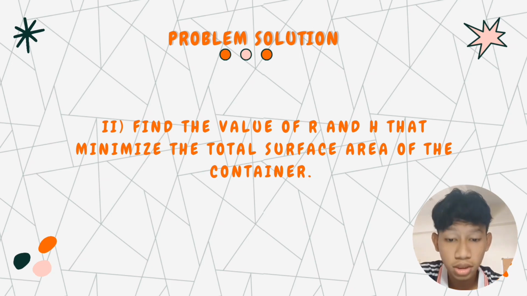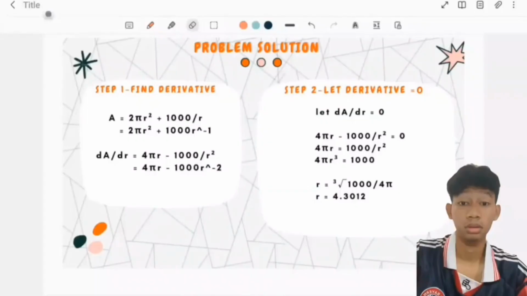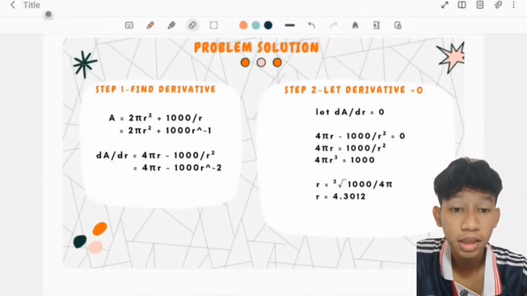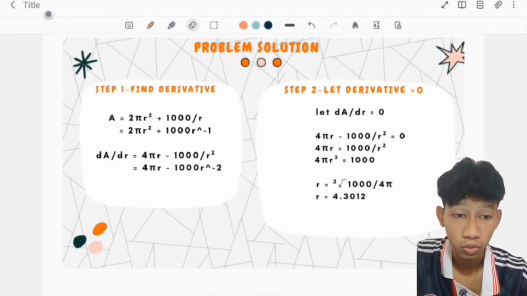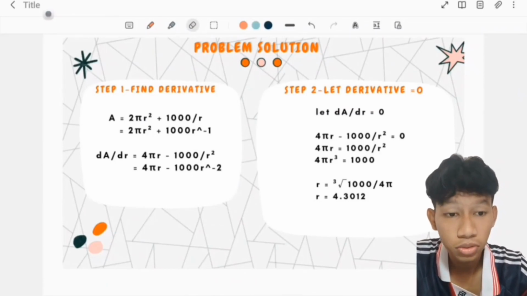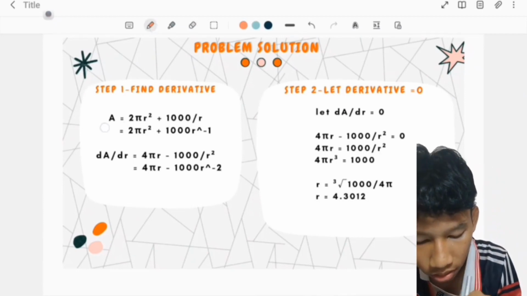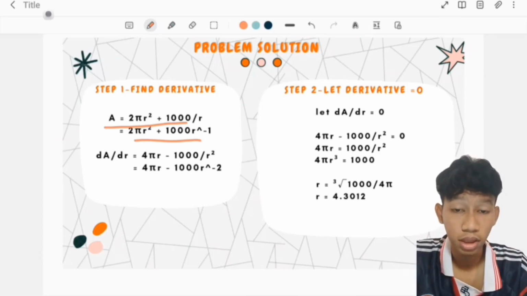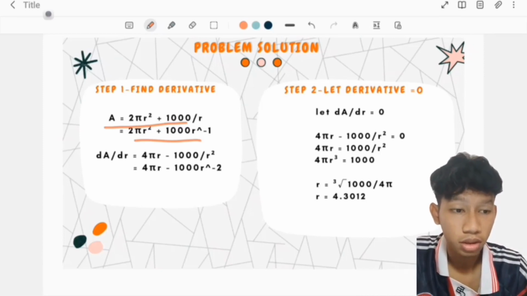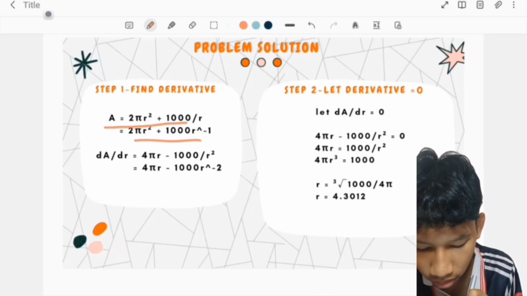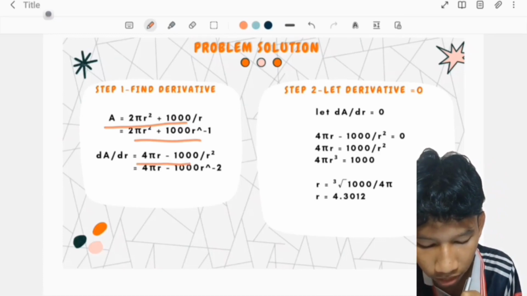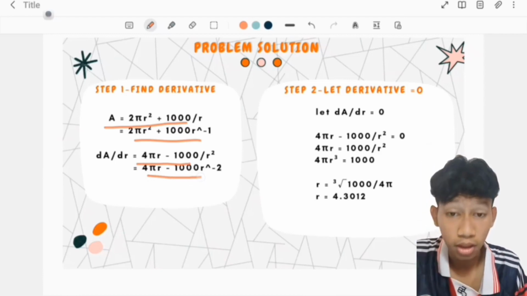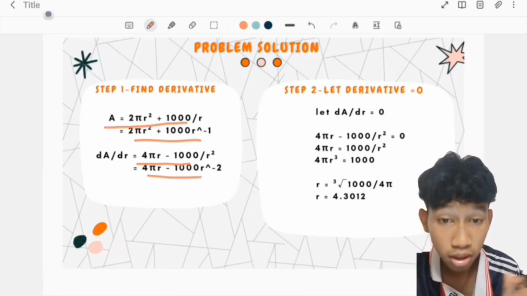Okay, for this equation we have 3 steps to solve the problem. So let's go to the first step. Step 1, we need to find the derivative of the surface area. From equation 1, we know the surface area is equal to 2 pi r squared plus 1000 over r, or you can write it like this. After that, we need to differentiate A with respect to r. So dA/dr equals 4 pi r minus 1000 over r squared, or you can write it like this. So that's done for step 1.